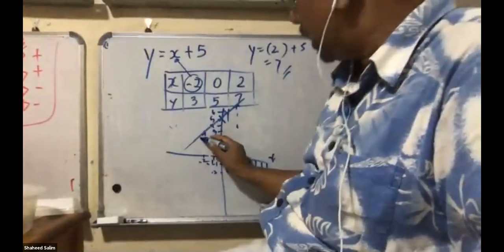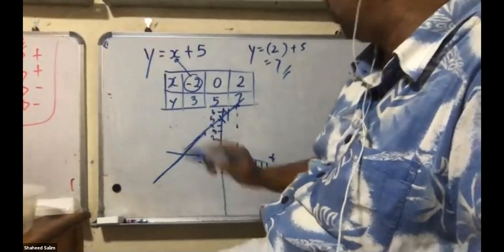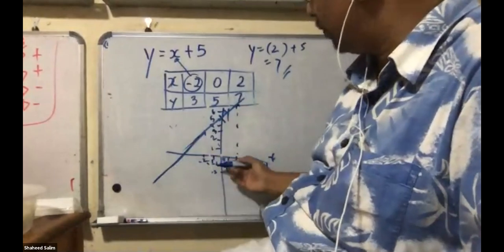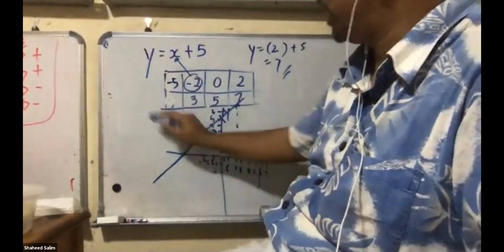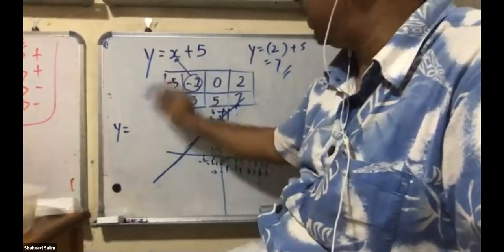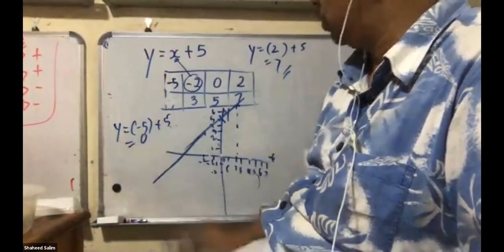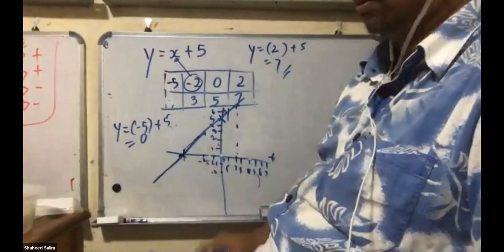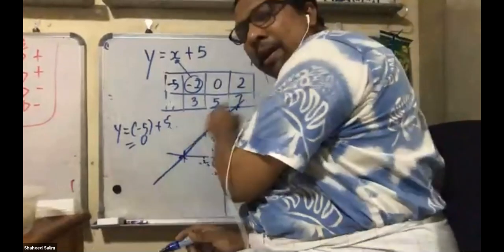So let's say I want the x to be minus 4 or minus 5, this thing will go down and you find the value of y. So let's say now x is minus 5. What is y? We put in y equals to x plus 5, so minus 5 plus 5 equals 0. So when x is minus 5, the point is here. So these are coordinates on the graph, on the line.